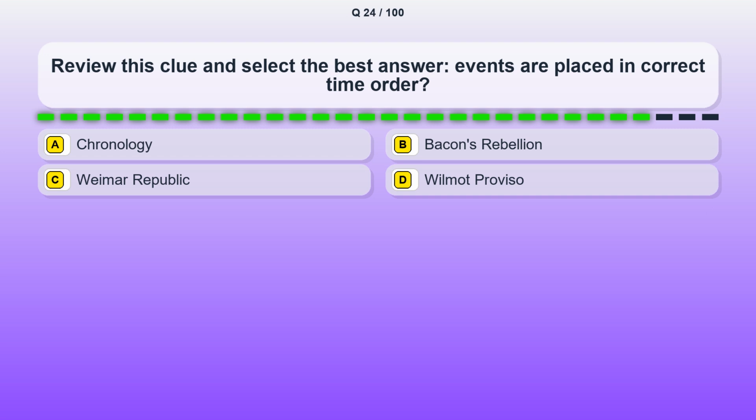Question 24. Review this clue and select the best answer. Events are placed in correct time order. Option A, chronology. Option B, Bacon's Rebellion. Option C, Weimar Republic. Option D, Wilmot Proviso.